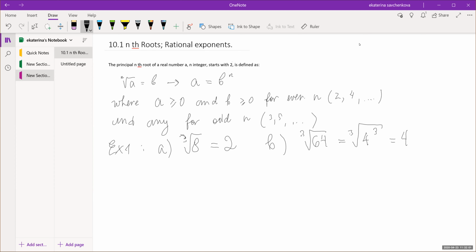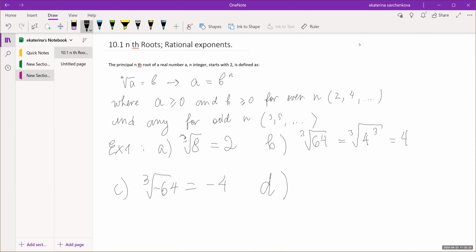If we do have a cubic root of negative 64, we're going to get negative 4, because we multiply negative 4 three times, we get 64, and minus three times is going to give us a minus, so it's going to be negative 64.